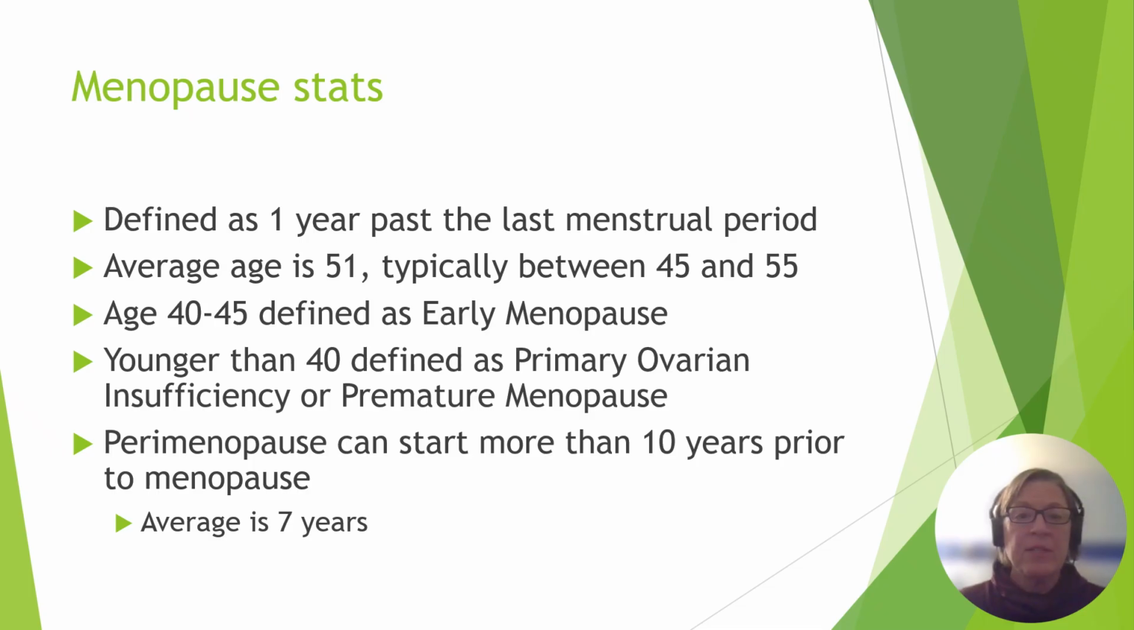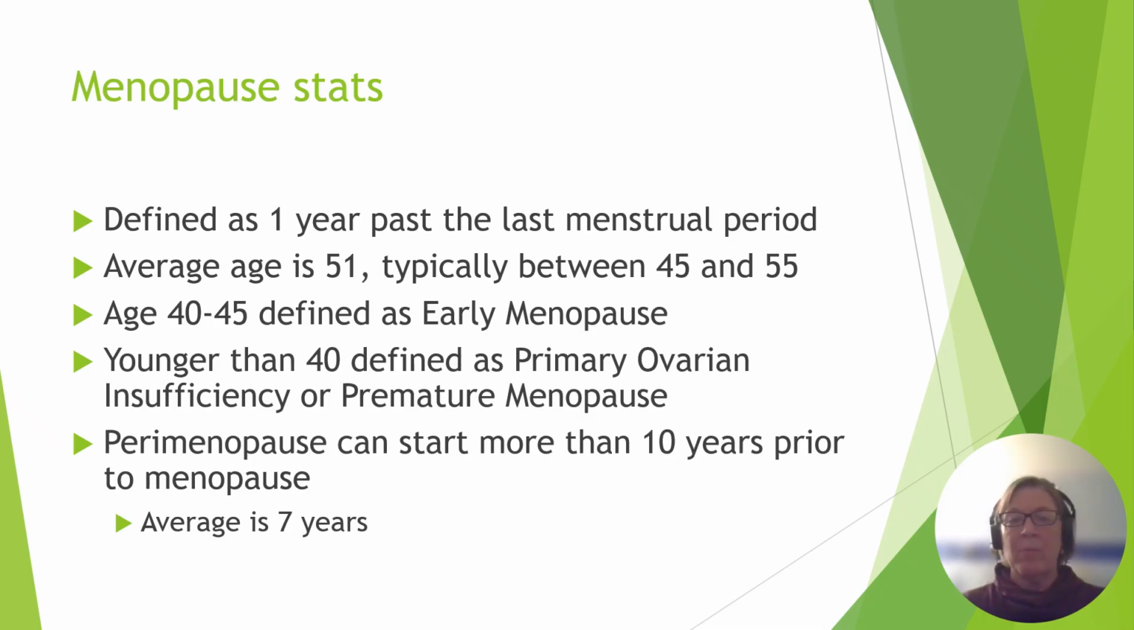Some basic information about menopause. It is defined as 1 year past the last menstrual period, so it's very difficult to pinpoint exactly when it happens at the time. The average age of menopause is 51. Typically, it occurs between 45 and 55. Age 40 to 45 for menopause is defined as early, and menopause younger than age 40 is defined as primary ovarian insufficiency or premature menopause.